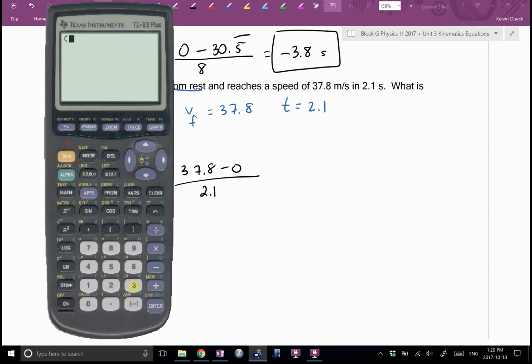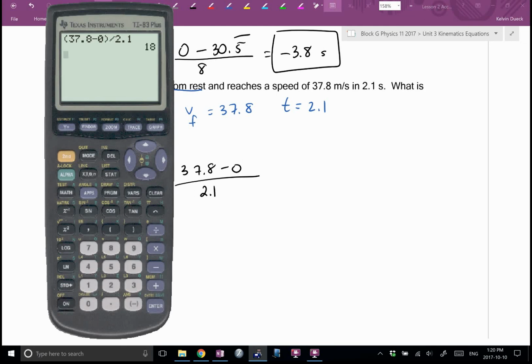Bracket 37.8 minus 0. Mr. Dewick, will the minus 0 make any difference? Technically, no on this one. But if there was a number there, this is how I would type it. Close off the top, divided by 2.1. What's the acceleration? What'd you get? Got your calculator out? Yeah, you? You have a calculator here? See, I knew how to pick on you.